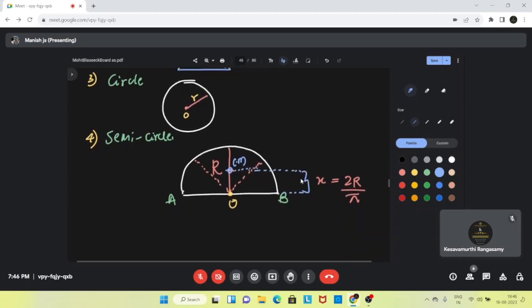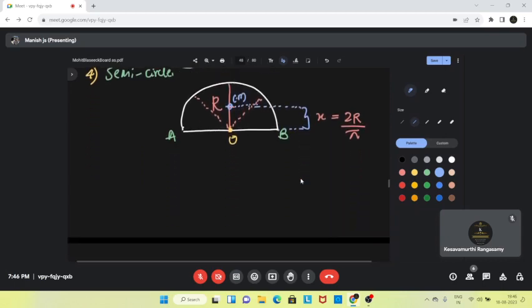In the same way, you can find the center of mass for various figures. You can see a parallelogram, and you can also find it for a triangle. In the same way, you can find the center of mass for various figures. Next, we will look at the triangle.